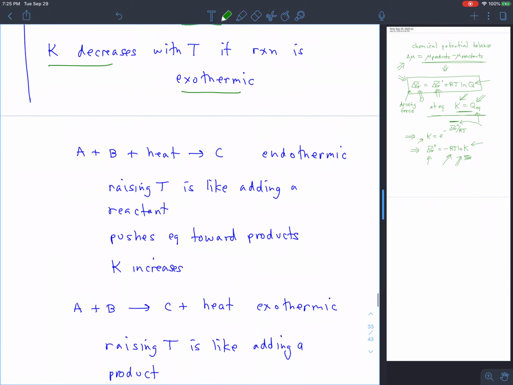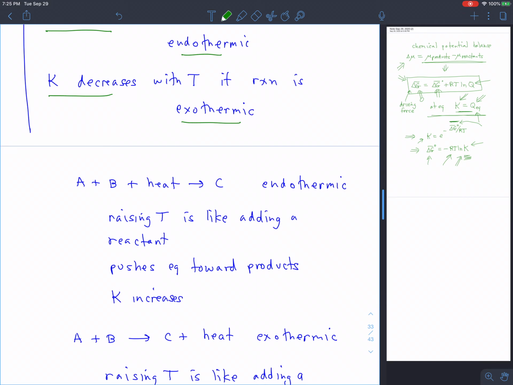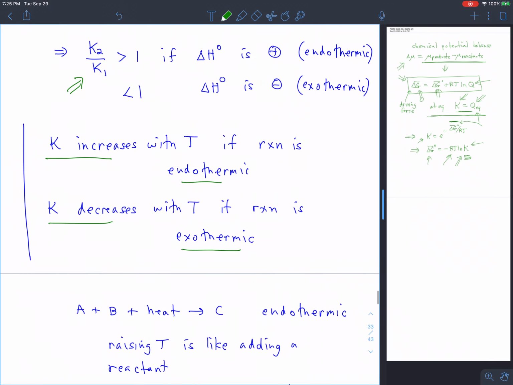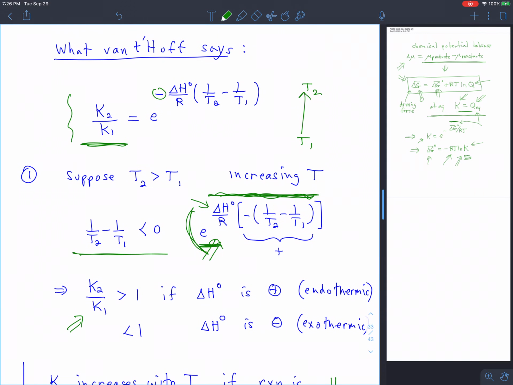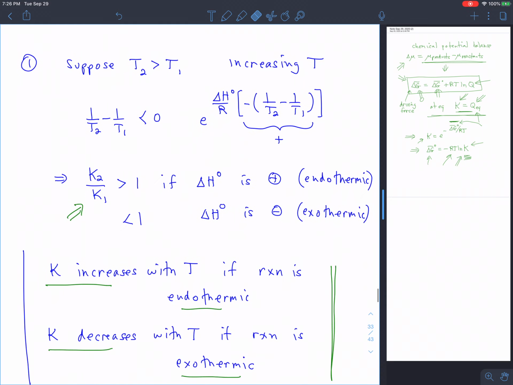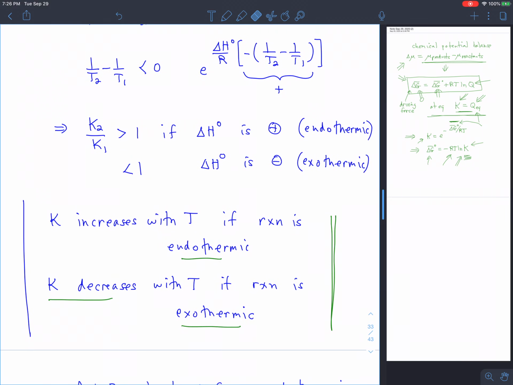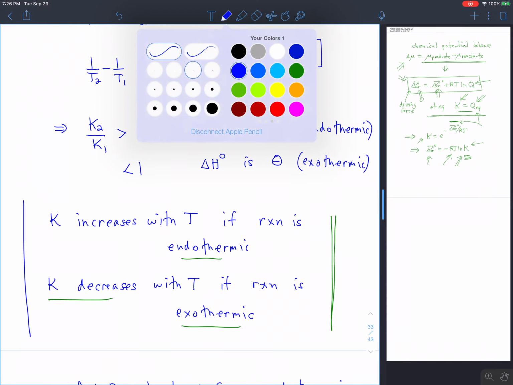There is a way to rationalize this result beyond just thinking about the Van 't Hoff relationship. The Van 't Hoff relationship shows that this result is true, but there's a way to understand it qualitatively using Le Chatelier's principle. So I should have written Le Chatelier up here. Let me do that now.